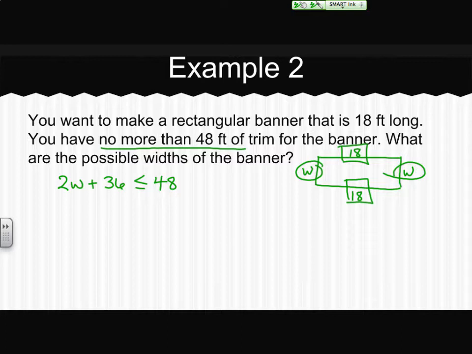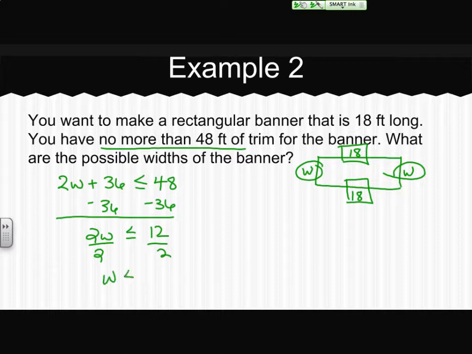Now I can start solving for my width. So I'm going to subtract 36 from both sides. So I have 2w is less than or equal to 12. Then I can divide both sides by 2. And that means my width is less than or equal to 6. So that means that my width can be anywhere from 0 to 6.